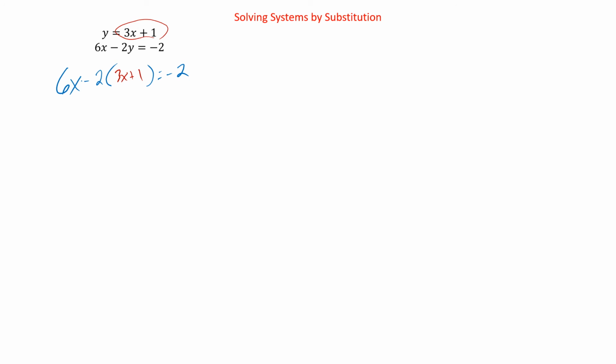So we can distribute that. So we get 6x, distribute the whole negative 2. So that'll be a minus 6x. The negative 2 times 1 is minus 2 equals negative 2. Here, if we combine our like terms, 6x minus 6x, we get negative 2 equals negative 2. If we had added the 2 over, we'd get 0 equals 0. What happened here? What happened here is the same thing that happened sometimes when we were solving equations. Our variables disappeared.